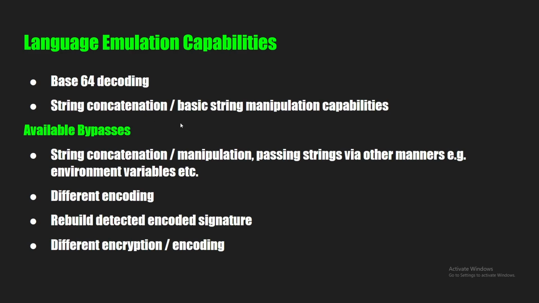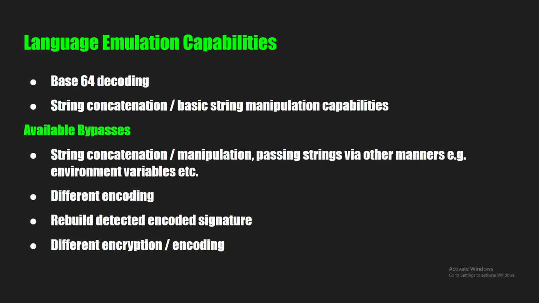If you're concatenating strings, PowerShell can detect that. So what you might want to do instead is pass them in a different way, as I said here, using environment variables, an example I'm going to show soon, or some sort of manipulation. Let's say you reverse certain strings and then concatenate them. Maybe it's not going to be able to parse that correctly and emulate that in the correct manner, so it's going to bypass the AMSI scan buffer essentially.